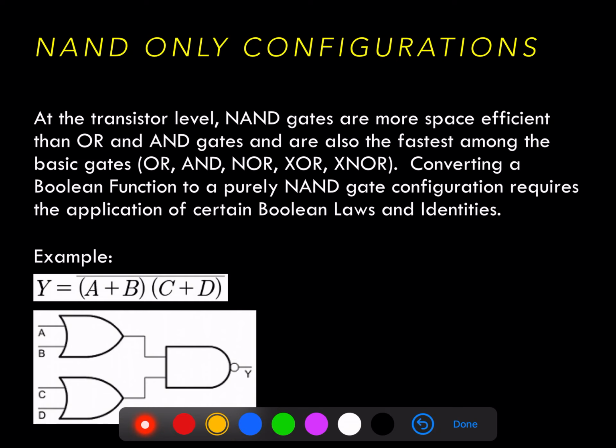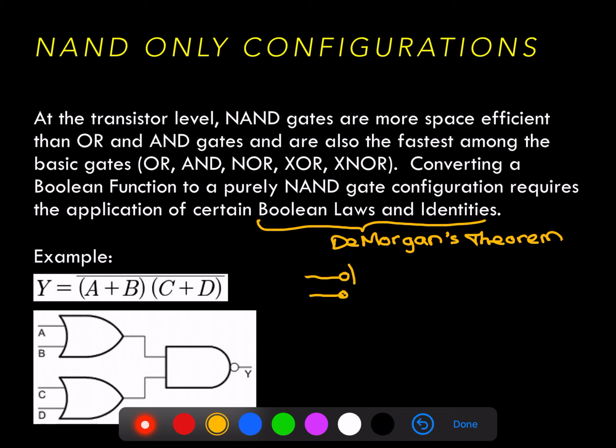The last configuration that commonly comes up when we actually implement digital logic circuits from Boolean functions are those that only contain NAND gates and possibly some inverters. Converting a Boolean function to a purely NAND gate configuration requires the application of certain Boolean laws and identities. Specifically, we'll have to use De Morgan's theorem to convert any AND gates and OR gates to the requisite NAND gates. And without going through De Morgan's theorem directly, what's important is that an OR gate whose inputs have been inverted is identical to a NAND gate.